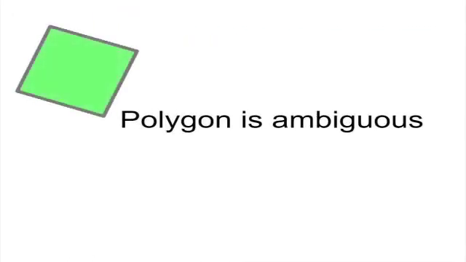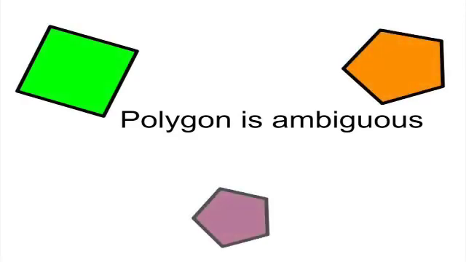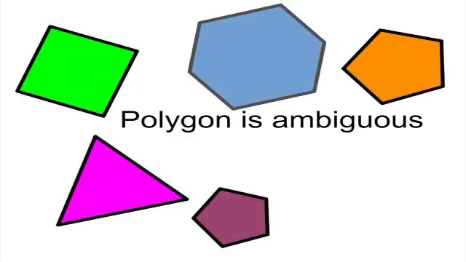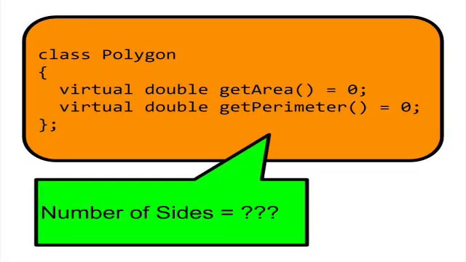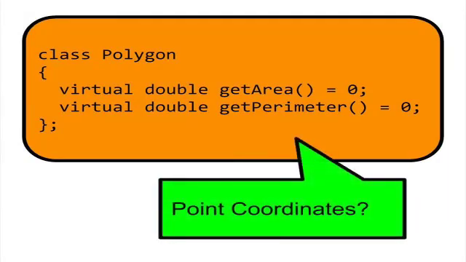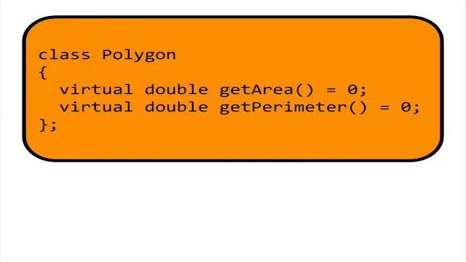Note that we cannot determine the area or perimeter of a generic polygon since we don't know anything about its specific dimensions. It's impossible to measure the area and perimeter of a polygon unless we know the number of sides and each of its side lengths. Still, it's useful to include the area and perimeter methods as virtual functions in the base class since they describe essential components of any polygon.